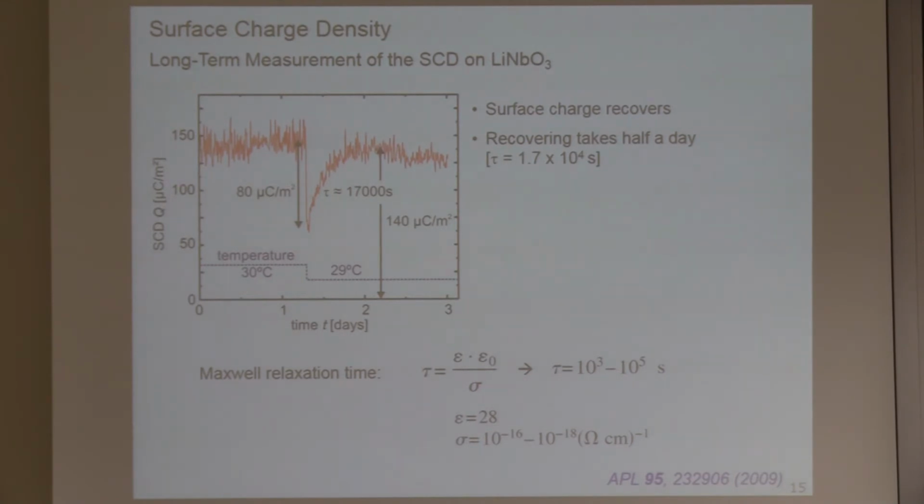So obviously this is an internal charge density which is from the crystal inside and has nothing to do with humidity. We checked, and indeed if you have a dry atmosphere or wet atmosphere, it didn't change anything.